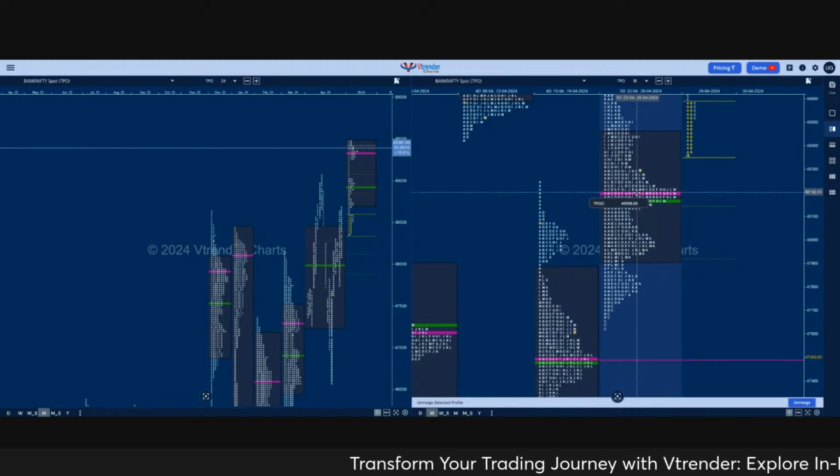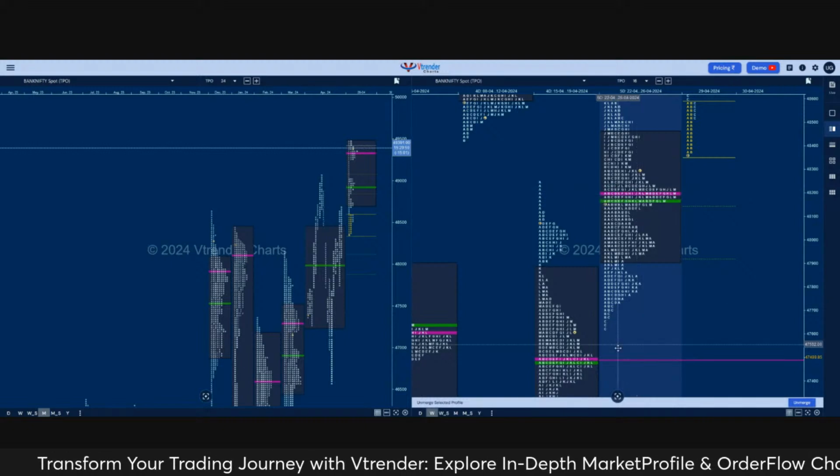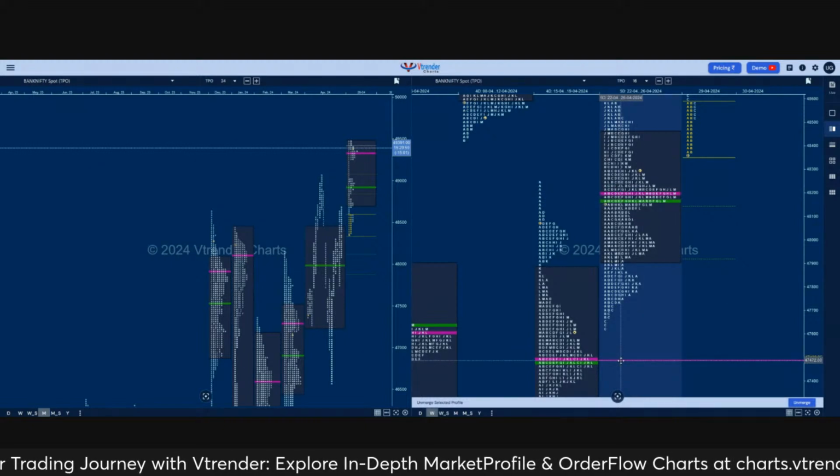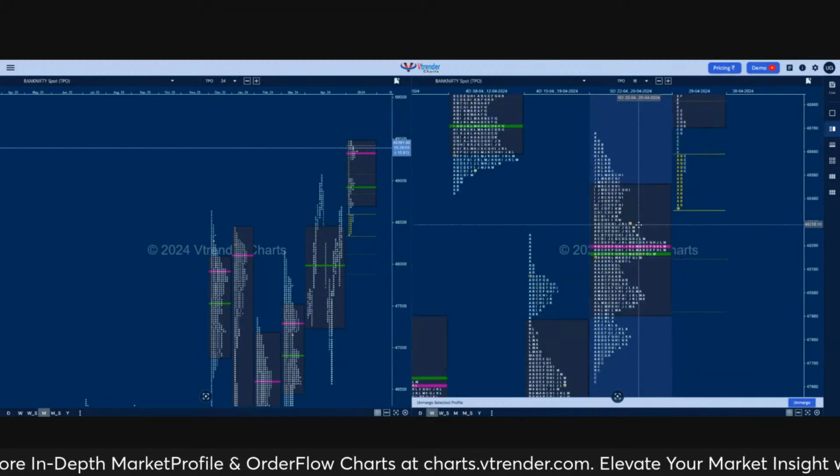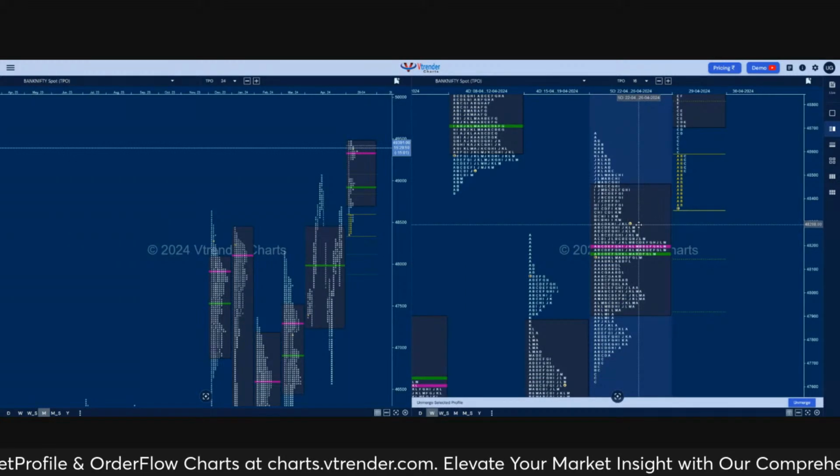Whereas on the downside, if we would have broken this 48,200 level, we would have looked for a test of this lower weekly VPOC. So this is how we look at how the auction is trading with regard to previous week or previous month.